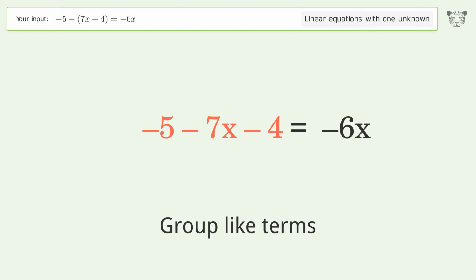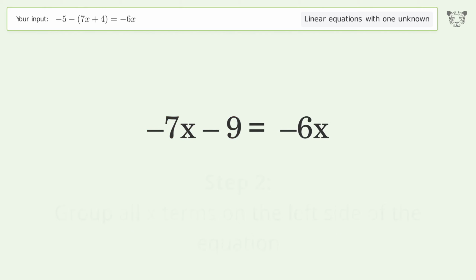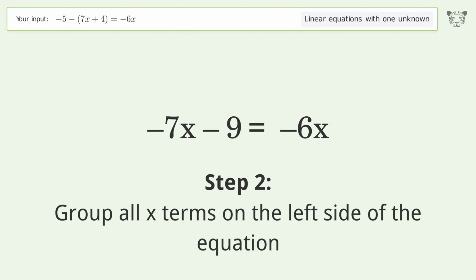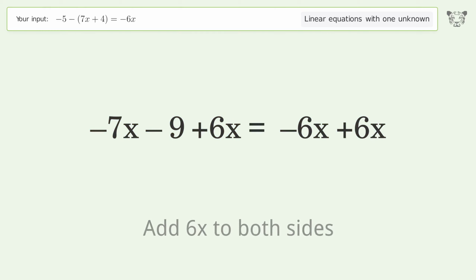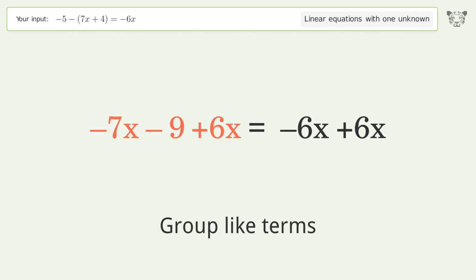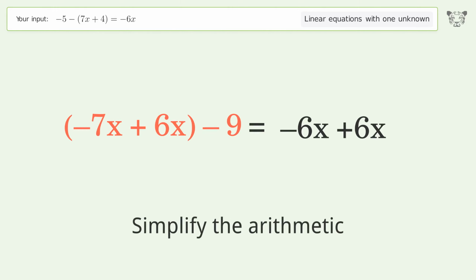Group like terms. Simplify the arithmetic. Group all x terms on the left side of the equation. Add 6x to both sides. Group like terms. Simplify the arithmetic.